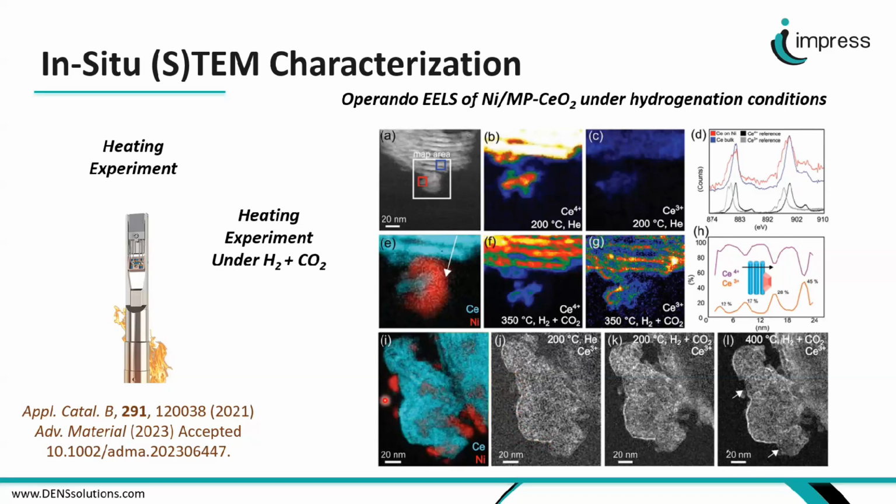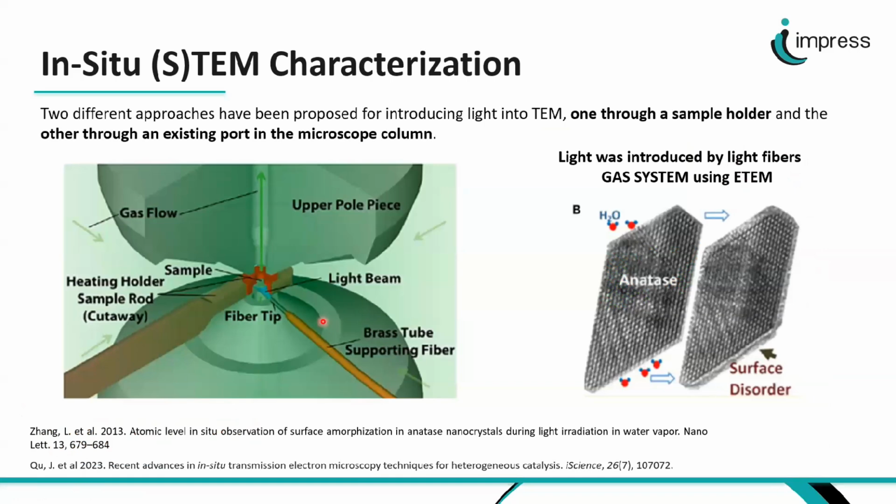So this was, again, a super interesting paper for CO2 reduction, but we could not use a photocatalytic holder because it was not available. I tried to find in the literature some examples showing what we can do in the TEM, and I found that if you want to put light inside the TEM, you can have two different approaches. One through a sample holder, and the other through an existing port in the microscope column.